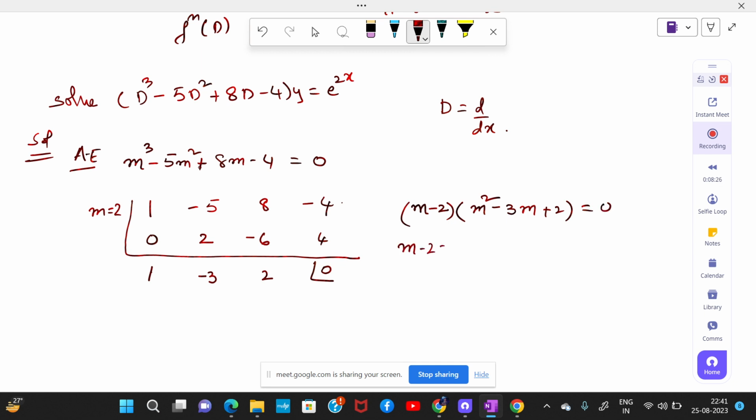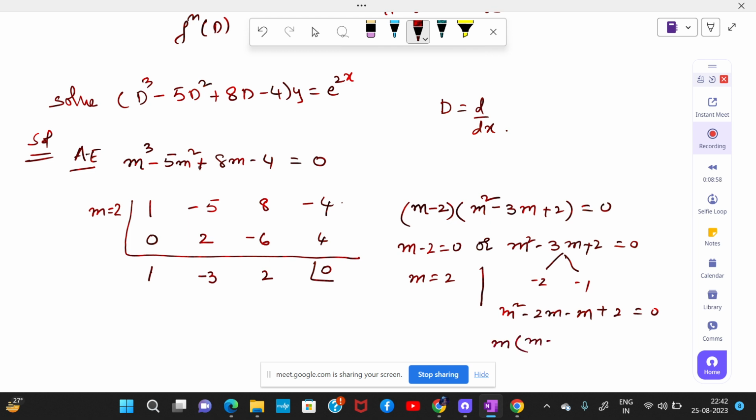So m minus 2 equals 0, or m square minus 3m plus 2 equals 0. m equals 2, and from here we go by factorization. Minus 3 we split as minus 2 and minus 1, so m square minus 2m minus m plus 2 equals 0. From the first two terms you take m as common: m of m minus 2, then minus 1 of m minus 2, equals 0.